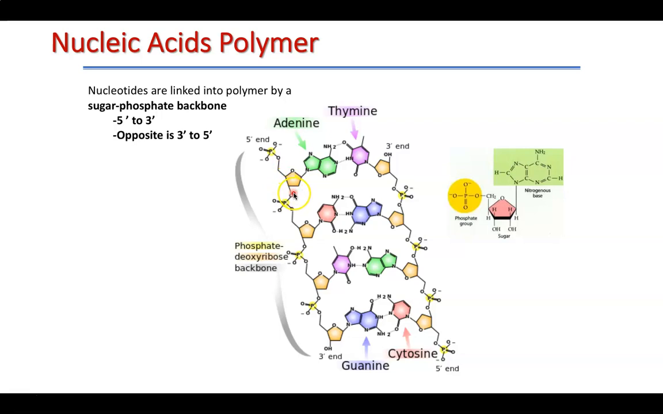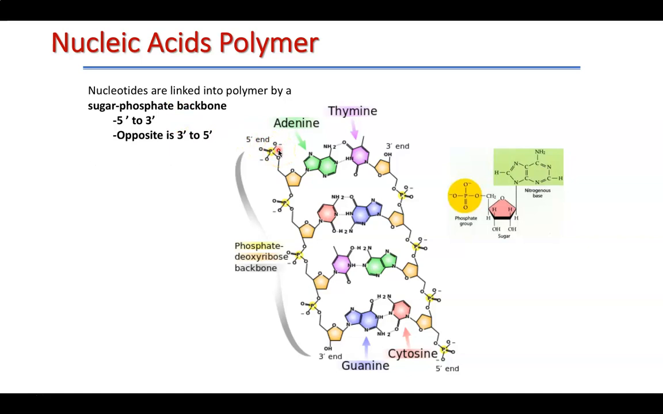If you remember, your carbon number 3 is right here, if you're looking at my arrow, because our base is connected to carbon 1, carbon 2 tells us what type of sugar it is, and this is carbon 3. So it goes from 5 on this end down to 3. So 5 to 3, then again 5 to 3, 5 to 3. It's always running 5 to 3 prime.